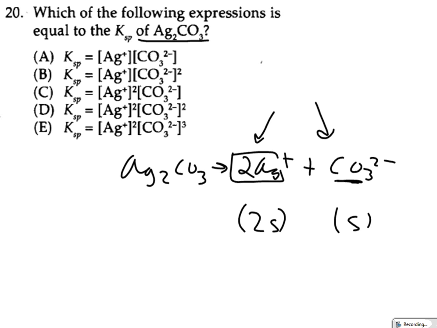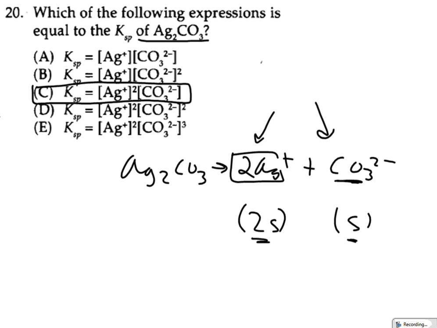If they gave you carbonate, it would be half, and you would have to double it to get silver. In this case, they just want the expression. So then it would be Ag plus to the second, CO3 2 minus to the first. C would be the correct answer for the expression, but keep in mind, they will always give you one of these ions, and the ratio won't match, and they'll have you solve using one of those.